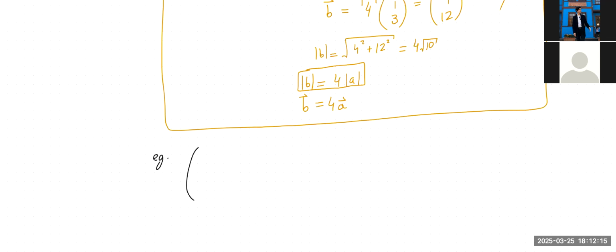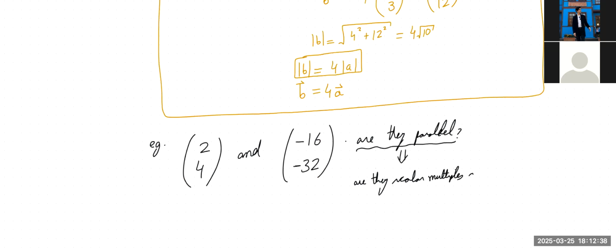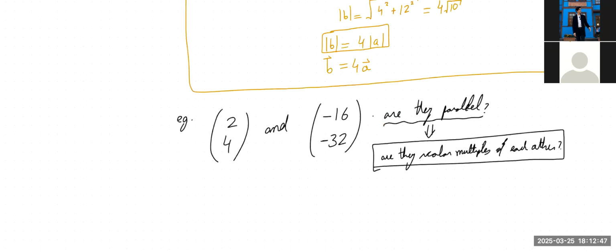For instance, I want to check if this vector and this vector are parallel. Are they parallel? This question is equivalently written as are they scalar multiples of each other? Because this is easier to check. This is the way you check if these two vectors are parallel. How do you do it? Basically, factor out the biggest number that you can factor out of 2, 4. What's the biggest common factor between 2 and 4? 2. What's left inside? 1 and 2.